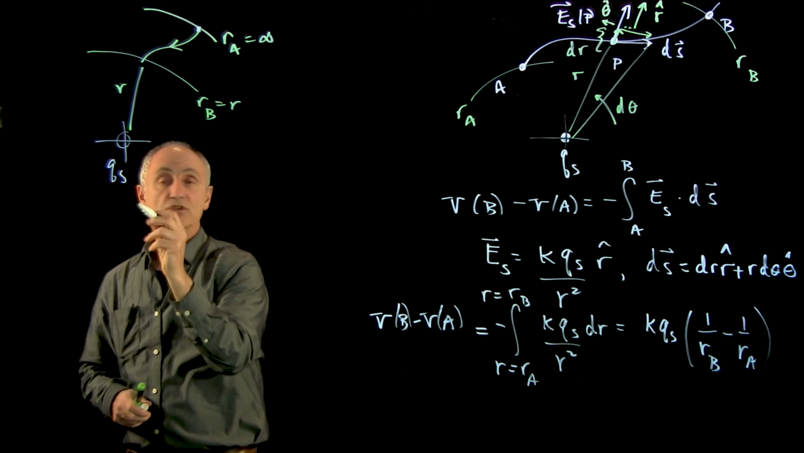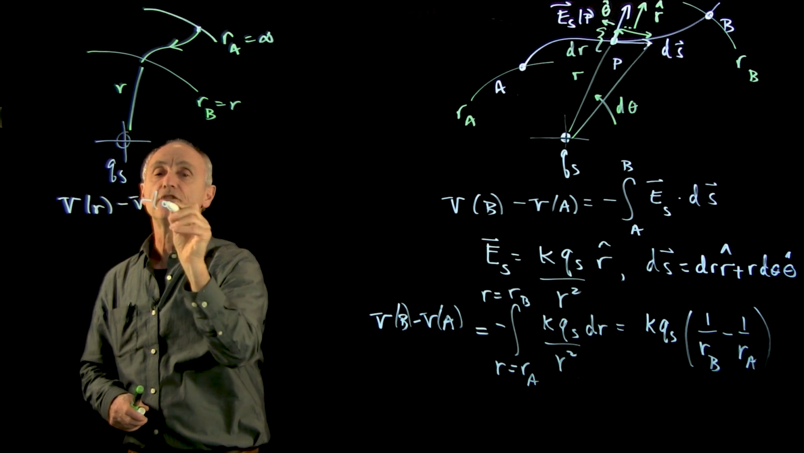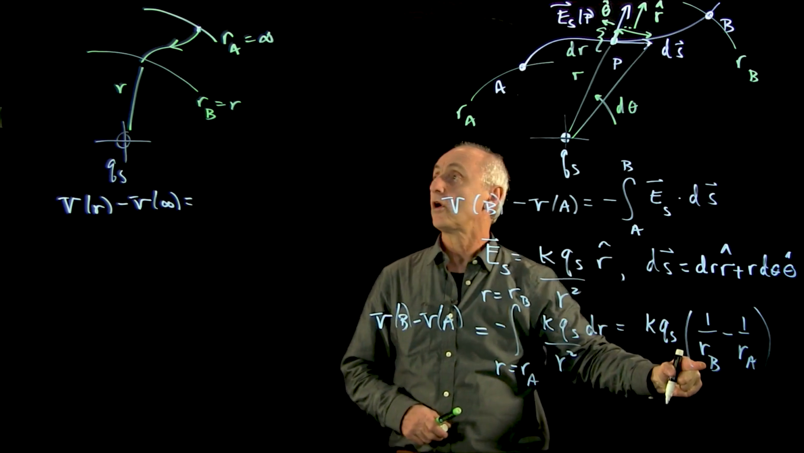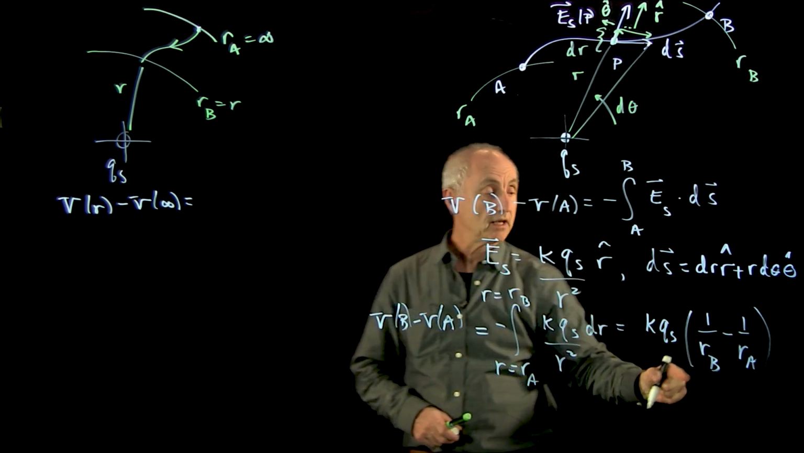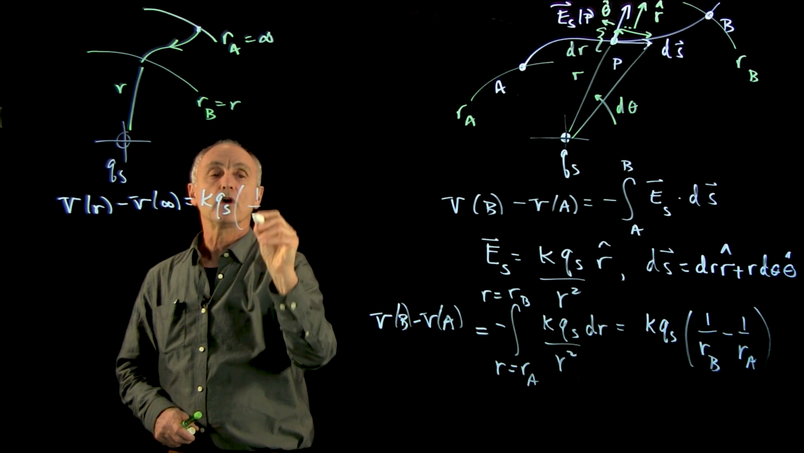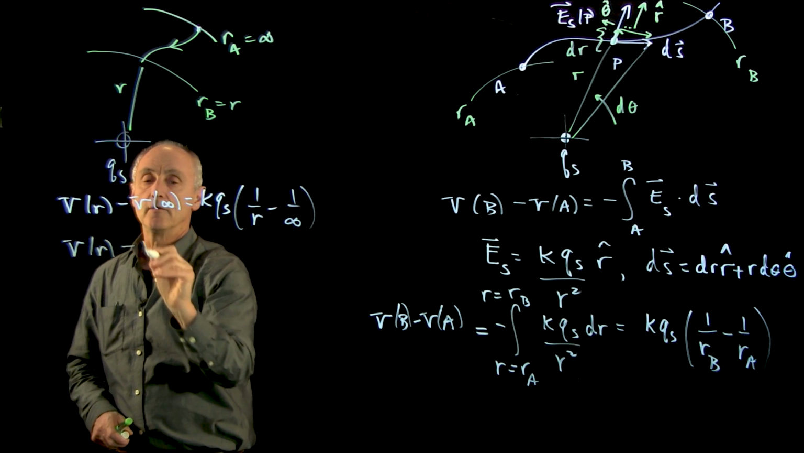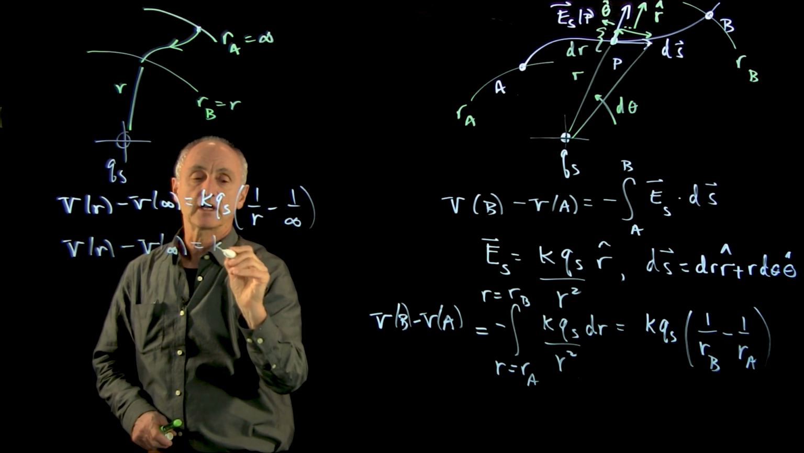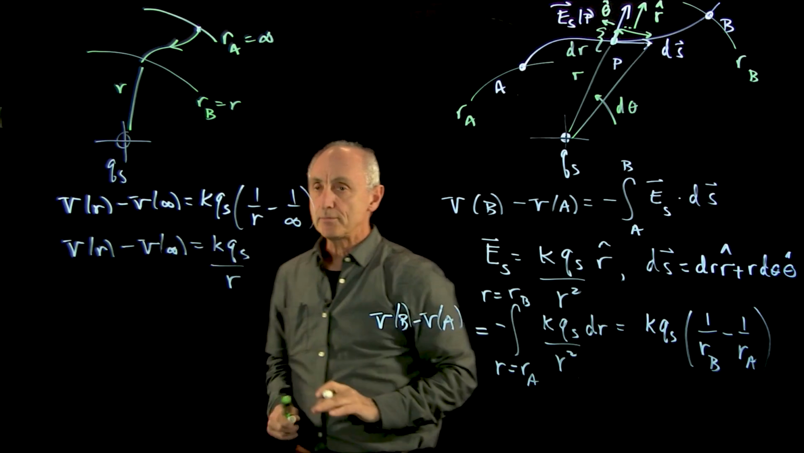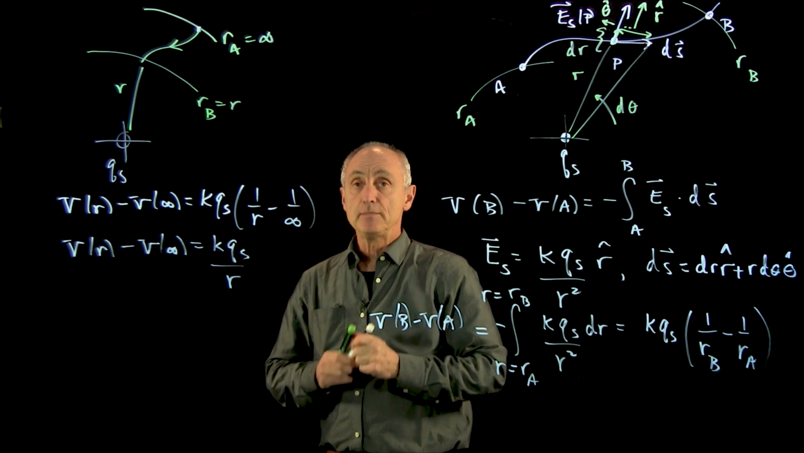And so we see that our result is that the potential difference, V of R minus V of infinity, is equal to KQS times 1 over R minus 1 over infinity. And 1 over infinity is 0. And so we get that V of R minus V of infinity is equal to KQS over R. Now, this is a very important function. What does this quantity KQS over R actually mean?